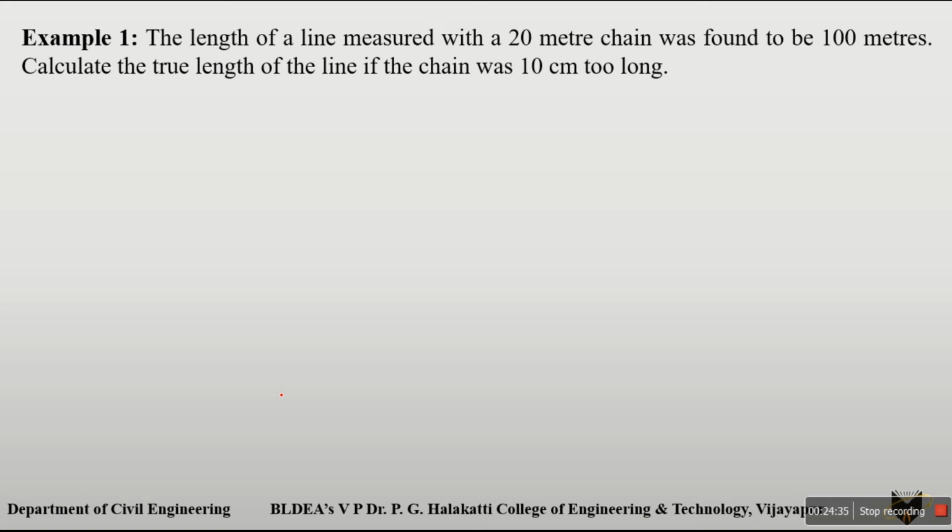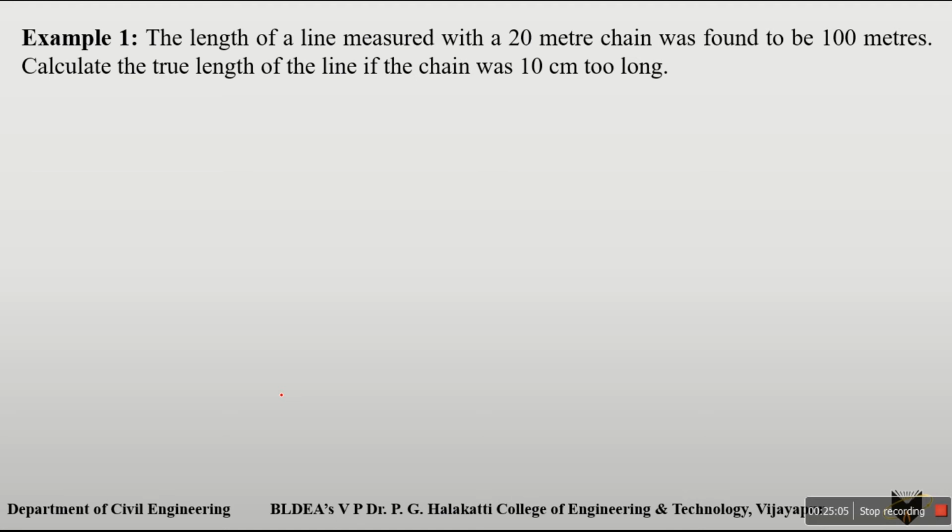So first problem, very simple problems are there. Directly you are using those formulas only. First one: the length of a line measured with a 20 meter chain was found to be 100 meters. Calculate the true length of the line if the chain was 10 centimeter too long.